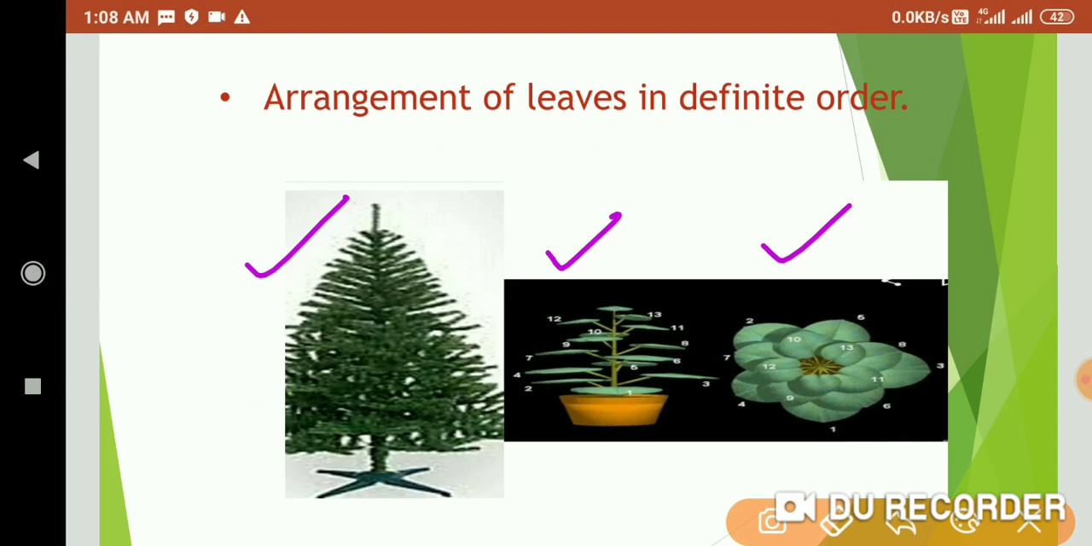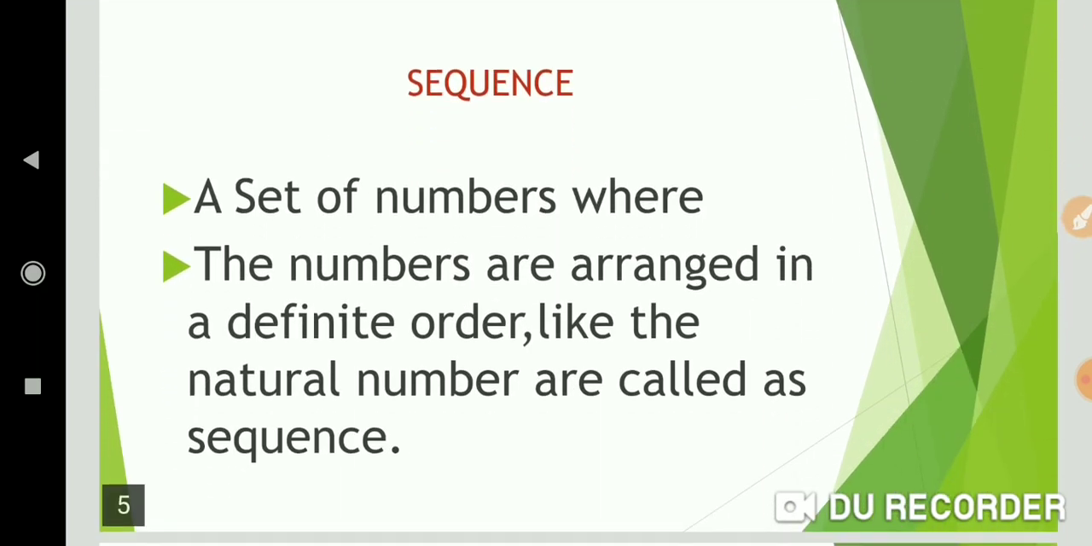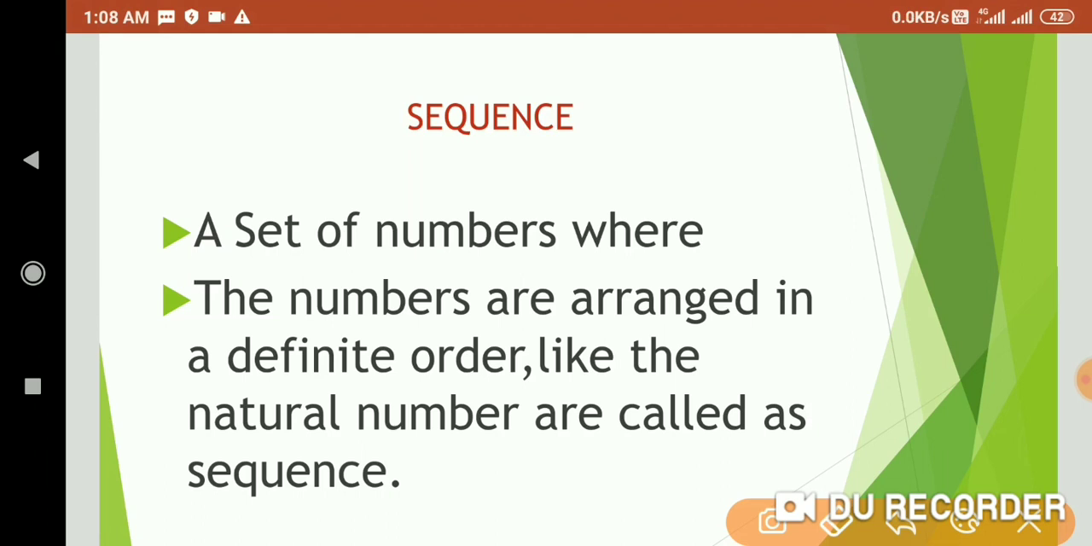Now today we discuss about a term in which the numbers are arranged in a definite order, and that term is called as sequence. Now see the definition of sequence. Sequence means a set of numbers where the numbers are arranged in a definite order, like the natural numbers are called as sequence. See students, here natural number is mentioned, and we know that the natural numbers are uncountable. They start from 1.